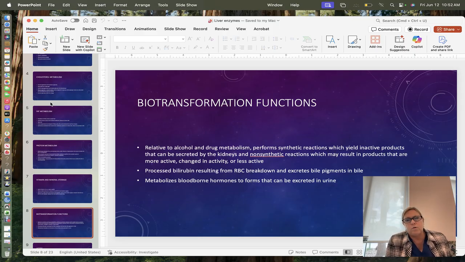Relative to alcohol and drug metabolism, this is about biotransformation functions. It performs synthetic reactions which yield inactive products that can be secreted by the kidneys, and then non-synthetic reactions which may result in products that are more active, changed in activity, or less active. Processed bilirubin resulting from RBC breakdown, it will excrete the bile pigments into the bile. So that's where the bilirubin ends up, it gets broken down and used for bile. It also metabolizes blood-borne hormones to forms that can be easily excreted in the urine.